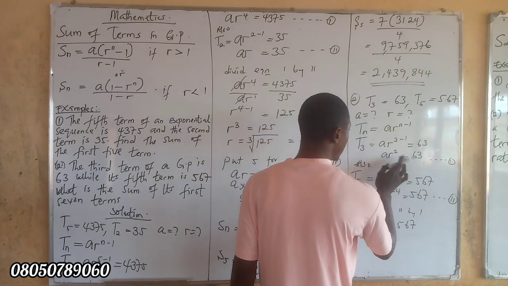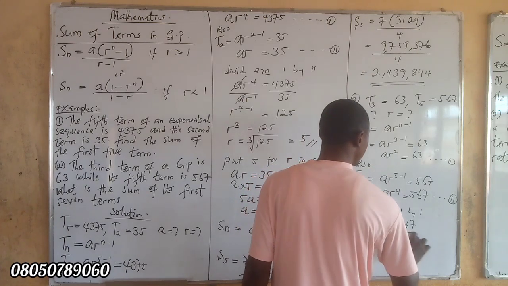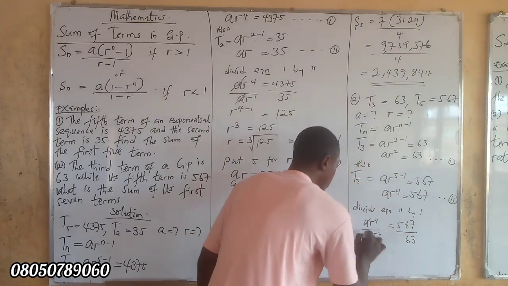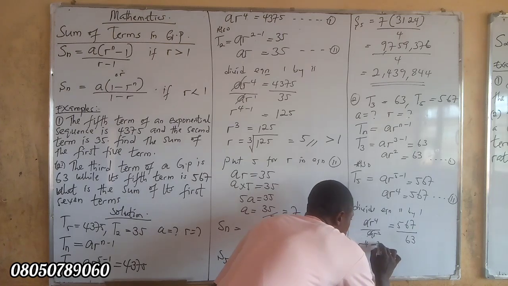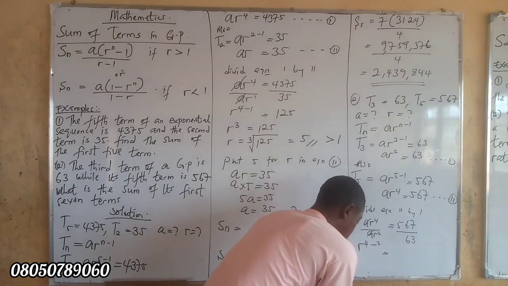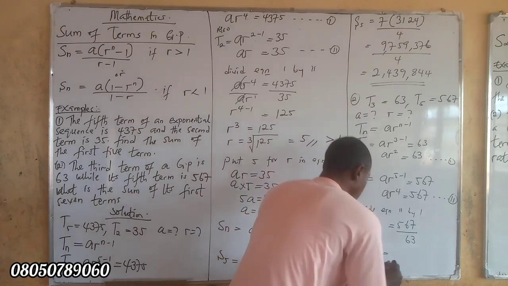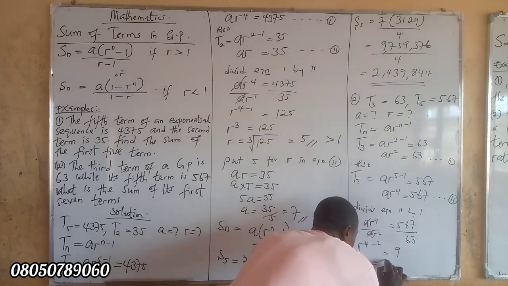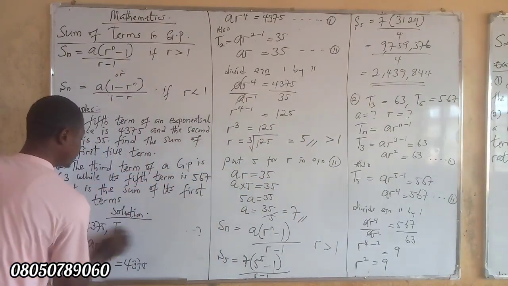Then our equation 1 is AR raised to the power 2, which is equal to 63. So we cancel A, and R raised to the power 4 minus 2, according to the law of indices, is equal to 567 divided by 63, which will give us 9. So R raised to the power 4 minus 2, which is 2, is equal to 9.